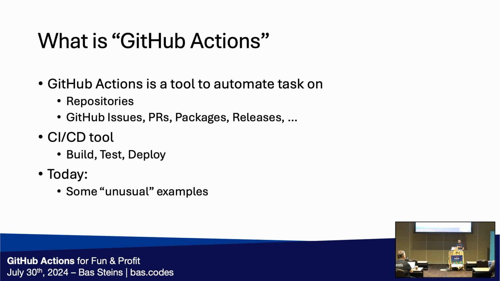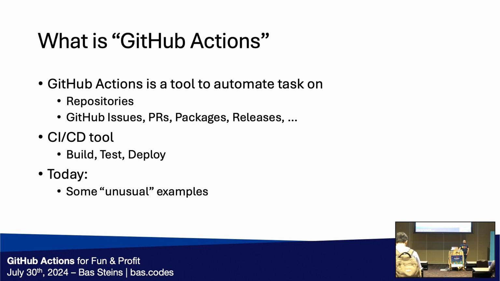The usual workflow that you use it for is build, test, and deploy. Whenever a commit comes in or a pull request gets approved, some automated tests run, the pull request is merged, and finally it gets deployed to a staging, production, or testing environment, whatsoever. And as I said, today we're going to have a look at more unusual examples of using GitHub Actions.